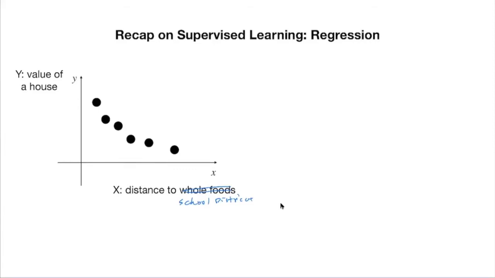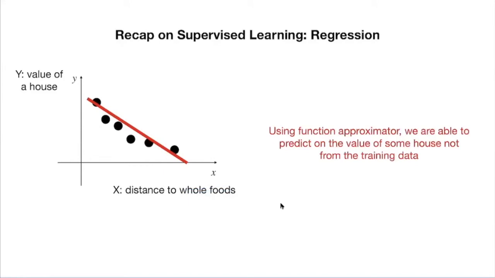If my house is closer to the school district, then maybe the value of the house is slightly larger. So I do a lot of surveys and I get these data sets. And we could just fit a linear regression, a line on it. And now we can actually make predictions even on a house that we have never seen before in the training examples.